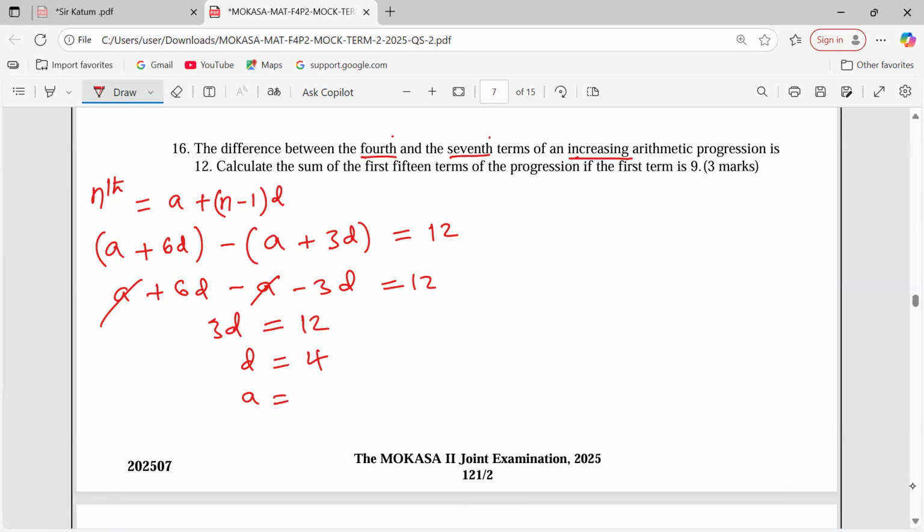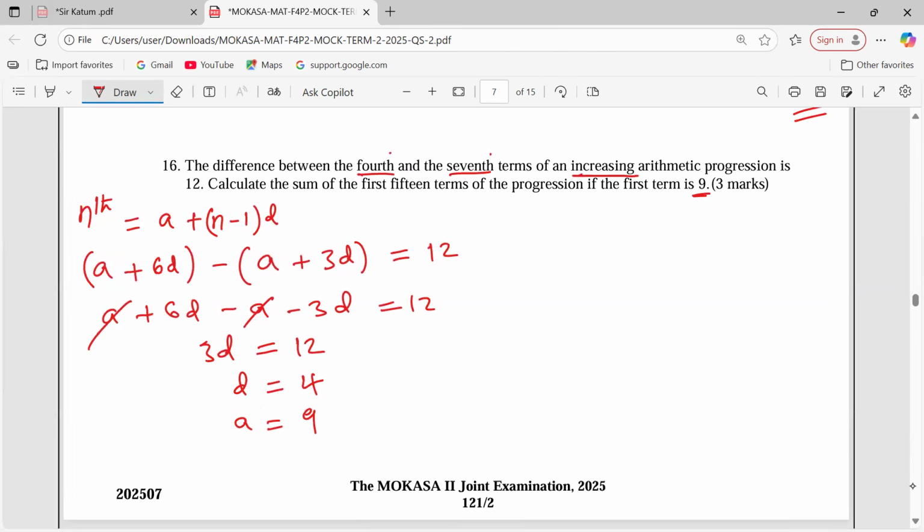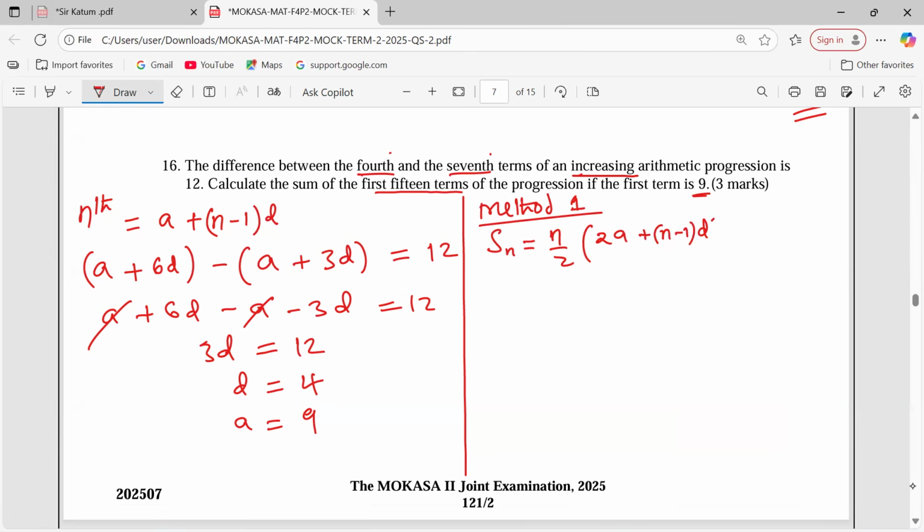The value of a is given. The first term is 9. So we have the first term and the common difference for this particular arithmetic progression. With such a question, we can proceed to talk about the sum of the first 15 terms. We have two methods here. Method 1: the sum of a given number of terms is given by n over 2 into 2a plus (n minus 1) multiplied by d.